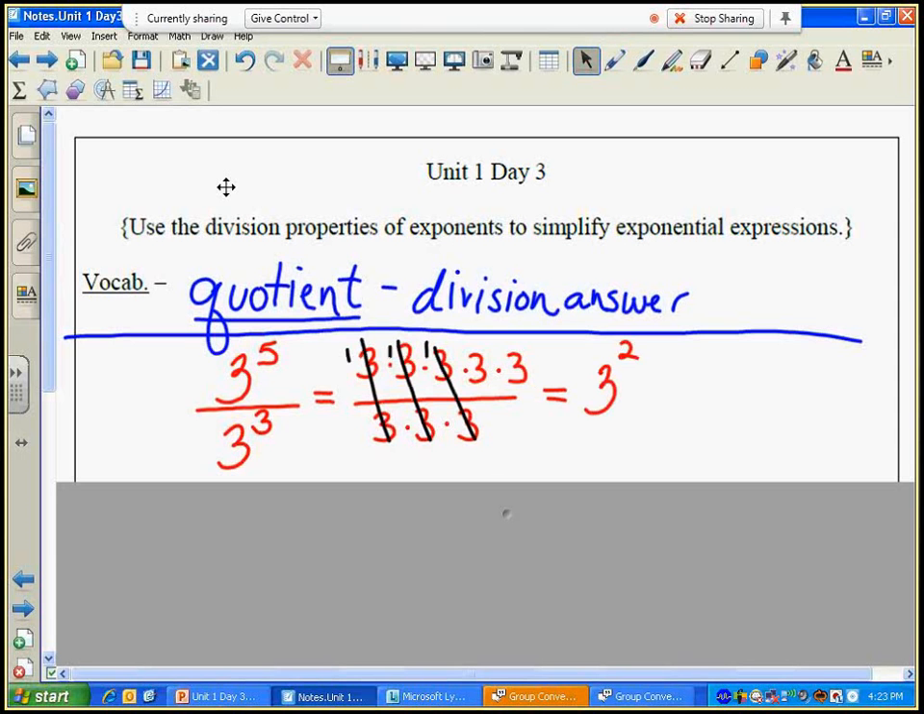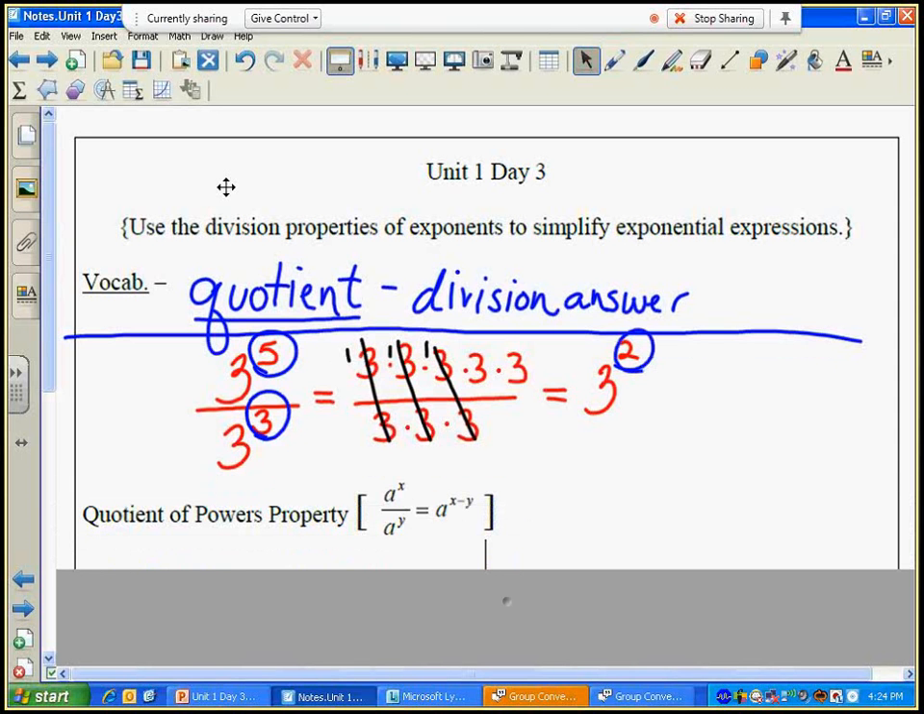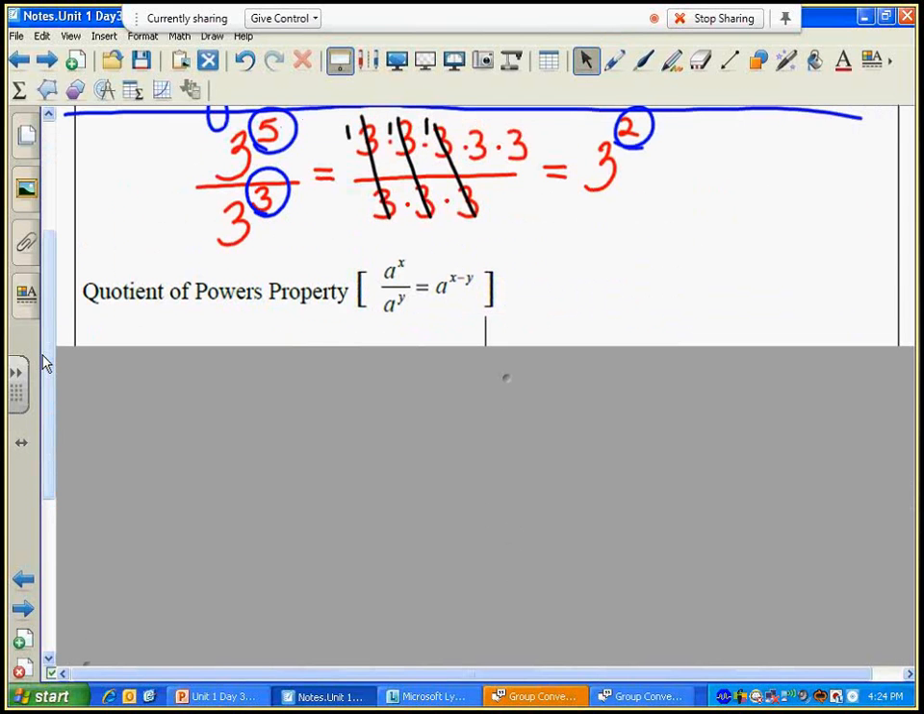So as you look at the original powers, notice that their bases are the same. They both have a 3. But if you look up at their exponents, if you subtract the 5 and the 3, what you get left over is the 2. This shortcut is the basis for your first property. And that's the quotient of powers property. Take a moment to copy that down. Let's do a few examples.